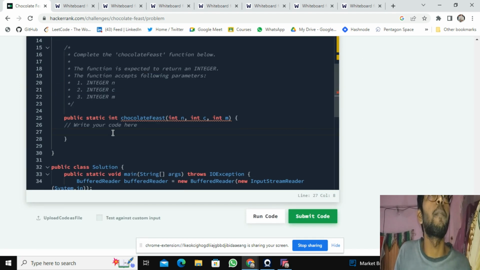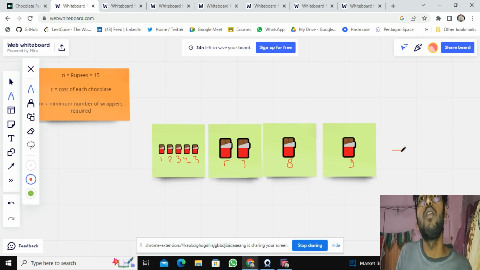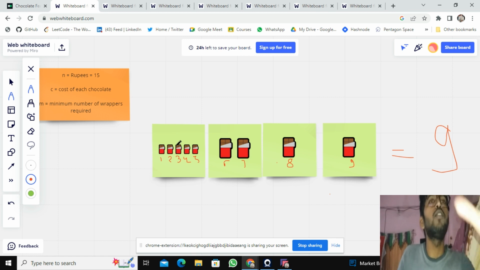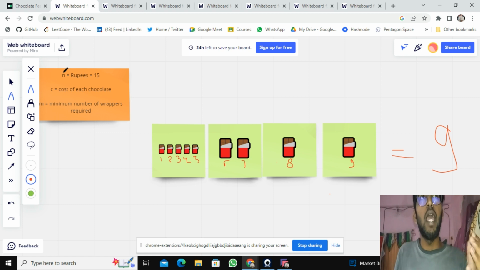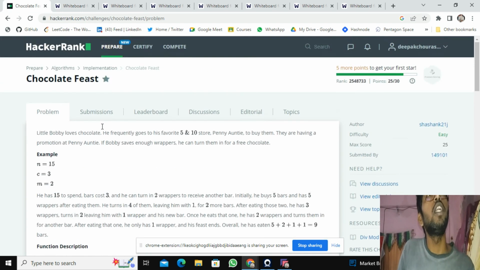Here this is already provided to us. Now I have to say how many chocolates I could get at the end. Here the total chocolates I can get is 9. But how did we get that? The number of chocolates: from these 15 rupees, how many chocolates can I buy? I have 15 rupees and the cost of each chocolate is C, which is 3 rupees.